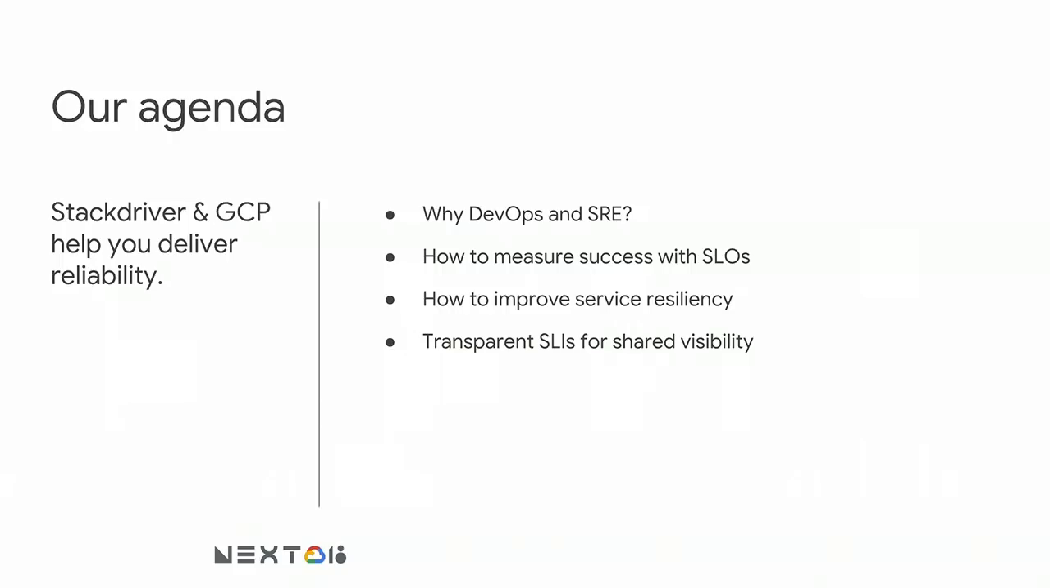So we're going to tell you about how to measure success with service level objectives. We're going to tell you about how to improve your service level resiliency by having better alerting and better debugging. And then we'll tell you about how transparent SLIs help you get shared visibility into Google Cloud Platform.